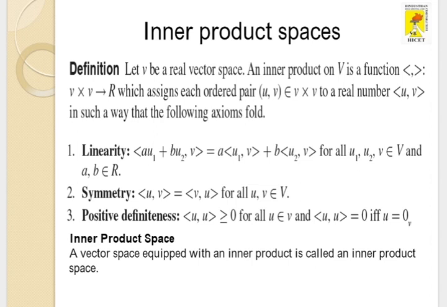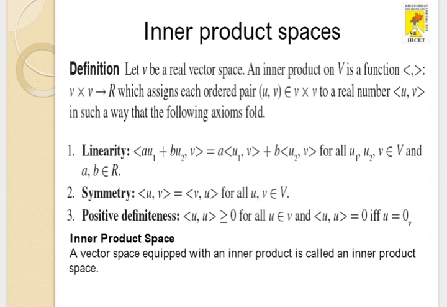First property is linearity, which is inner product of (a u1 plus b u2), comma v equal to a into inner product of u1, v plus b into inner product of u2, v for all u1, u2 and v belongs to V and a, b belongs to R. Second property is symmetry, which is inner product of u, v equal to inner product of v, u for all u, v belongs to V.